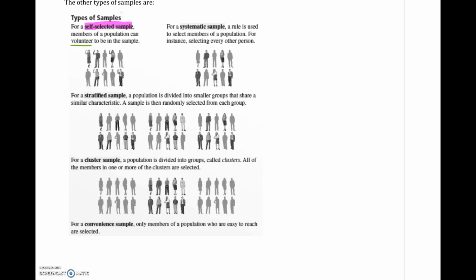So the next type is called a systematic sample. What is this? Well, now a rule is used to select members of a population. For example, basically creating a rule saying, okay, I'm going to select every other person. So the key thing here is you've got to have a rule.